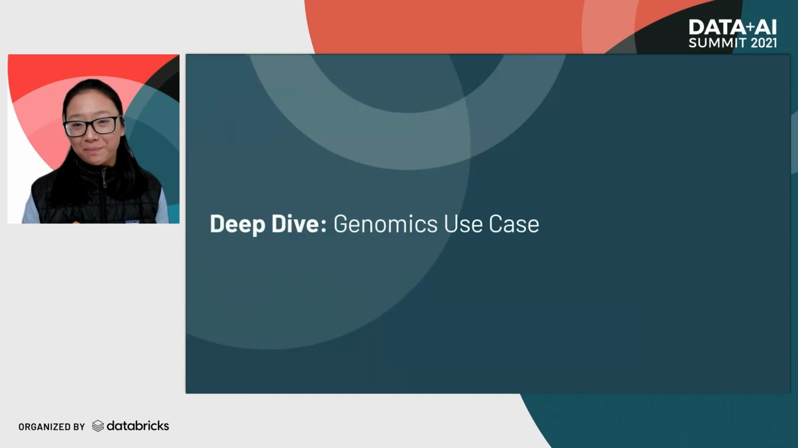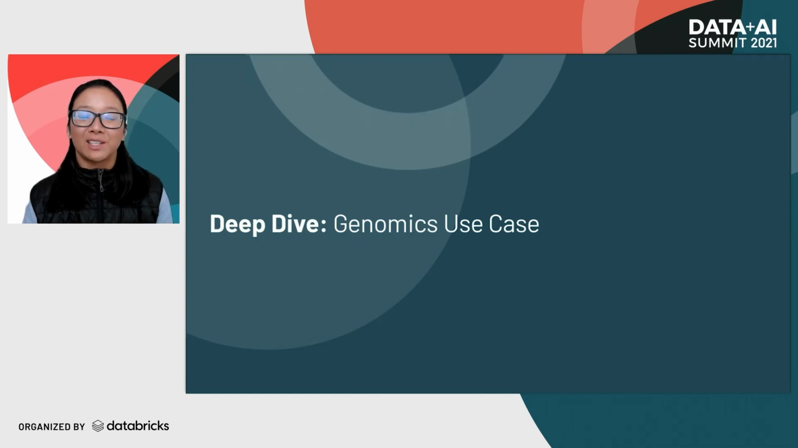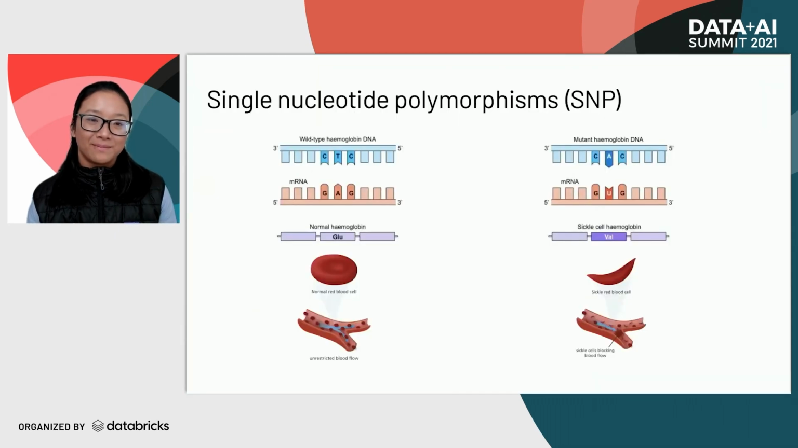Now that we've covered the big picture ideas that drove our redesign with PySpark, it's time for our deep dive into the genomics use case. Fair warning, there are a couple of important acronyms, so I'll define them for you first. The first acronym we'll be using regularly is SNP, or single nucleotide polymorphism. SNPs are the simplest type of genetic variation, although there are other types, such as insertions and deletions, also called indels, copy number variants, also called CNVs, and so on. For the sake of simplicity, we'll only be talking about SNPs today.